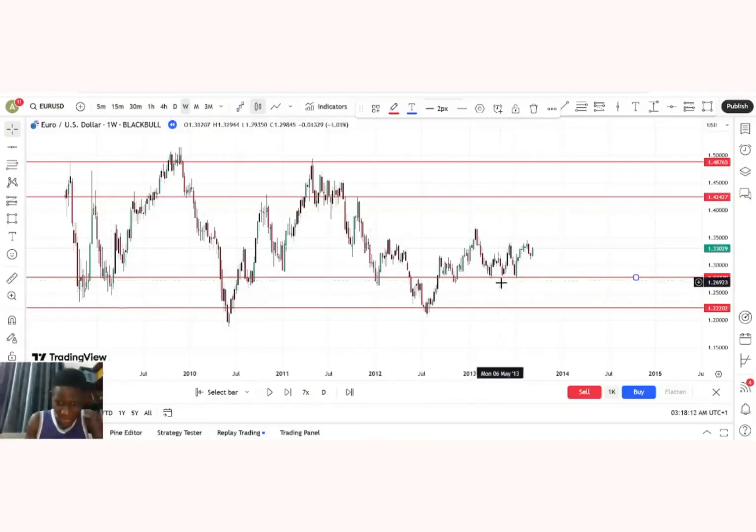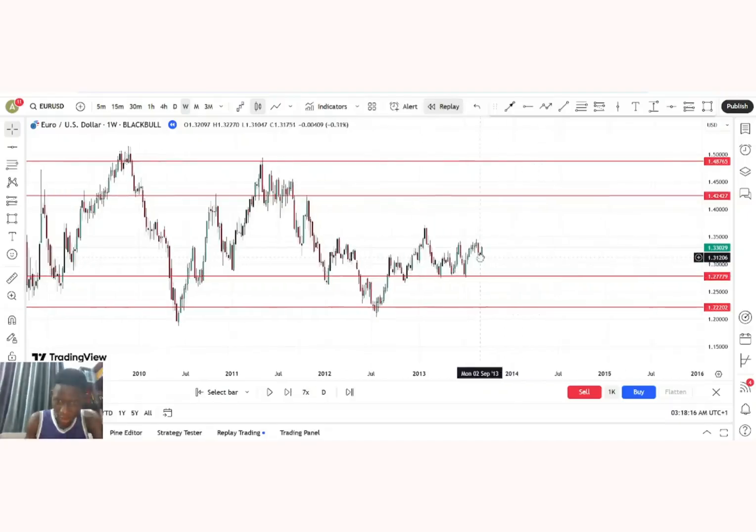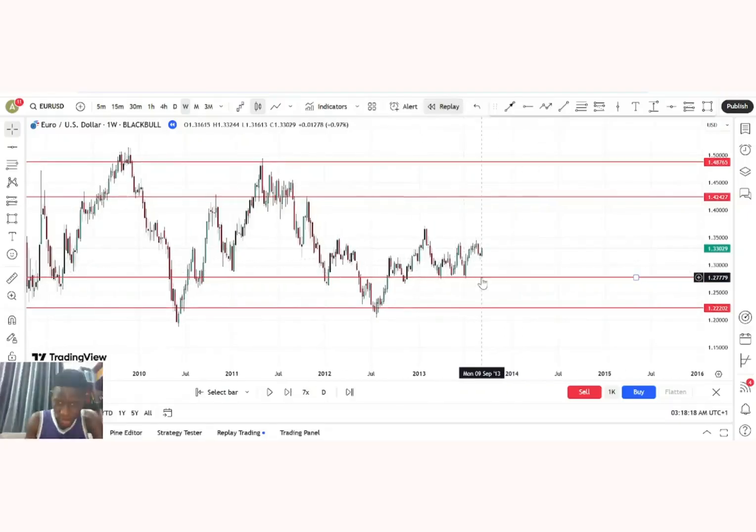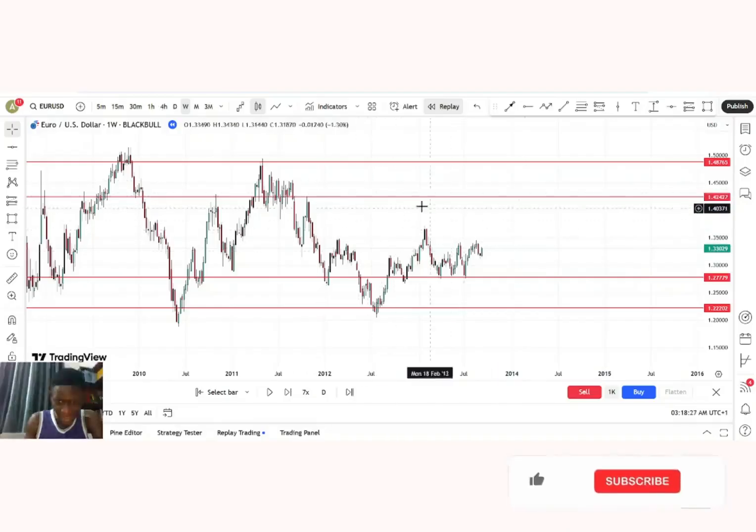So this is a base level. This is a support level. It has held price severally, and price is pulling up with momentum. So now this is from the weekly. This is what we can get from the weekly.